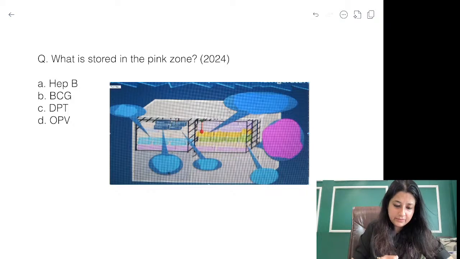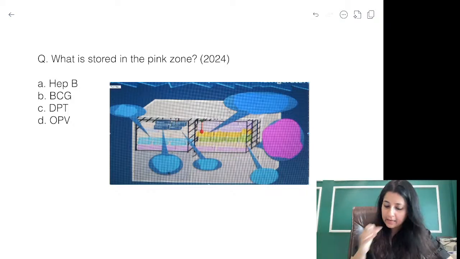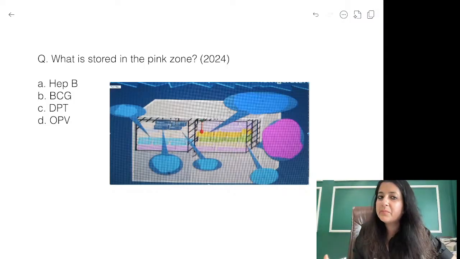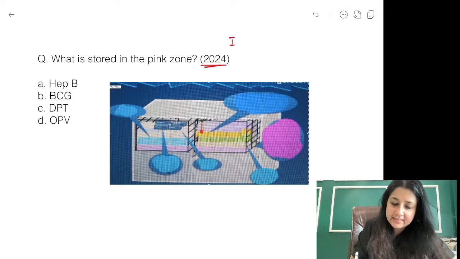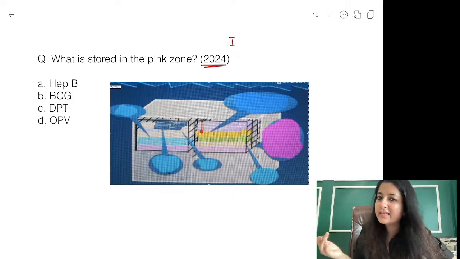Alright, what is the answer to this? What have you written, everybody? पिंक जोन में क्या है? अब ये किसका इमेज है गाइस? I have made the image of an ILR. If you see these, it means that these are MCQs, these are PYQs.